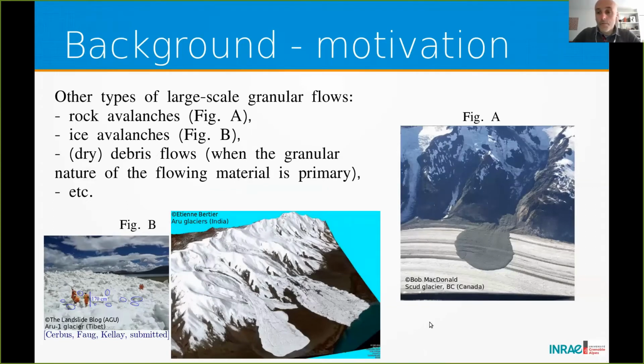My talk will go beyond snow avalanches. We are very interested in snow avalanches in our unit, but we also develop some research for other types of large-scale movements, such as rock avalanches, as you can see in this figure in Canada, or ice avalanches, as you can see here in this figure, the 2 avalanches that occurred in 2016 in Tibet, and you can see that the deposit is rather granular. So anyway, generally, my research is dedicated to granular flows and implications for any kind of dry debris flow when the granular nature of the flowing material is primary.